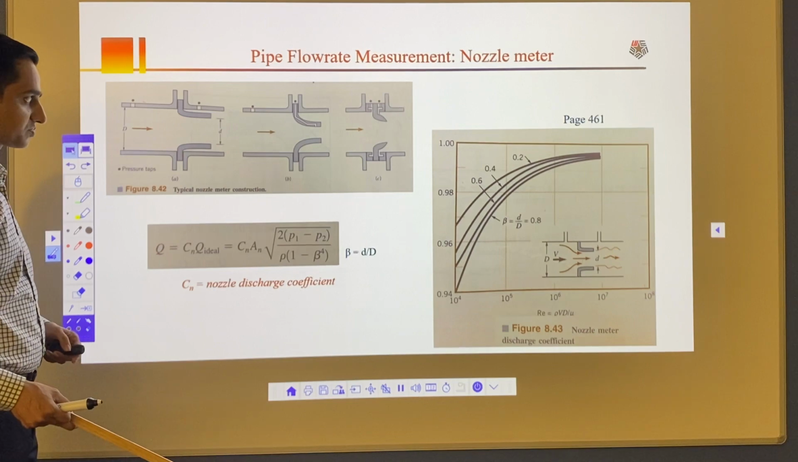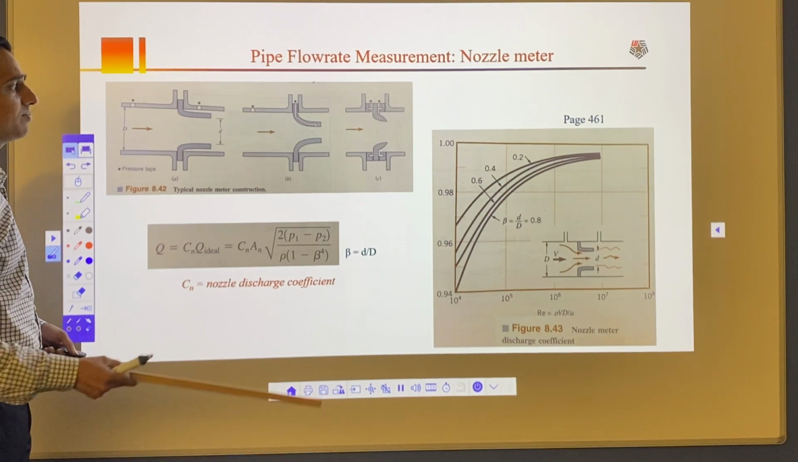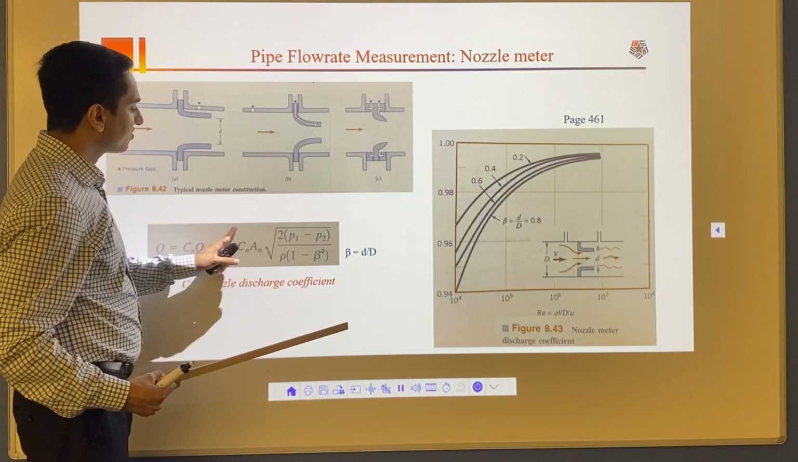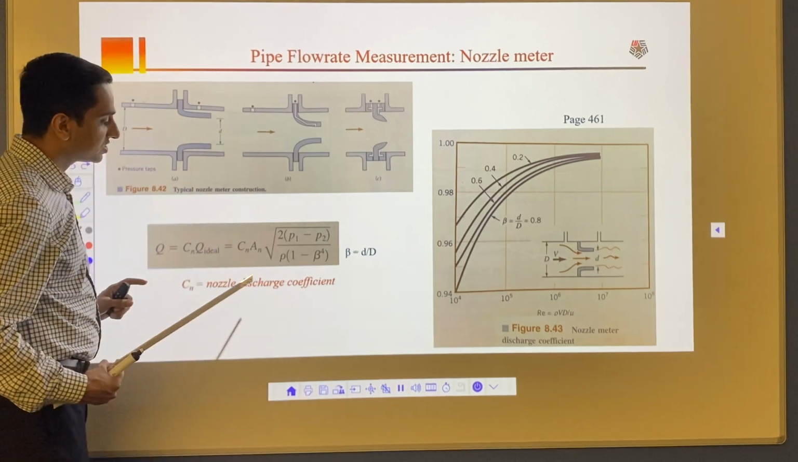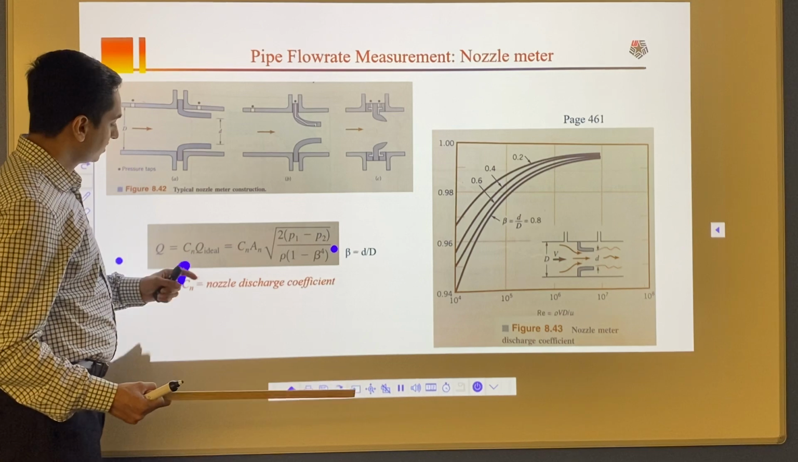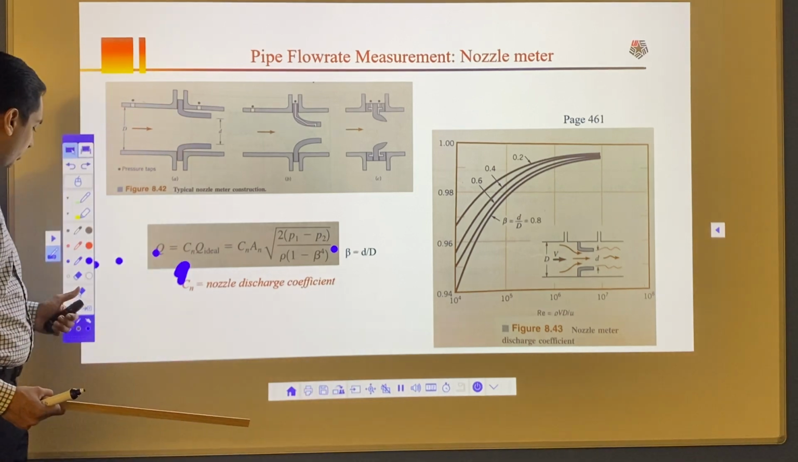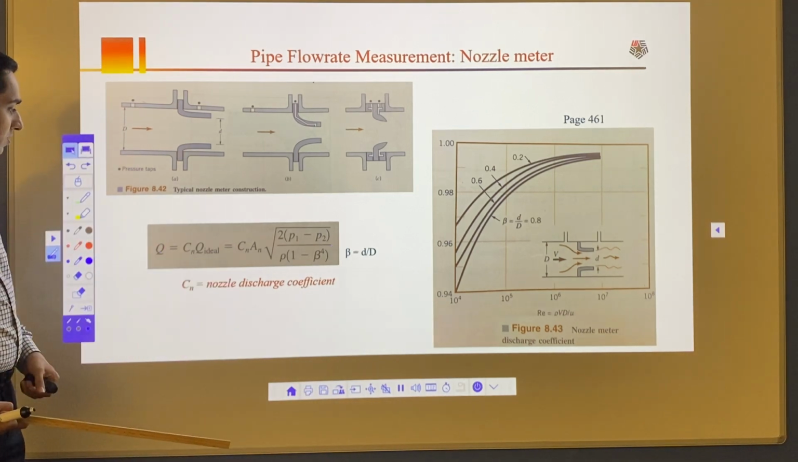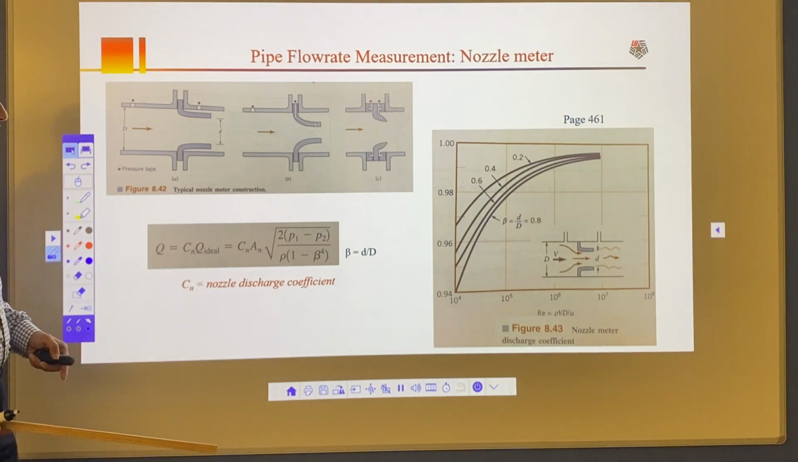The nozzle meter is the same, it's a very accurate device. Instead of CO, we have CN, the nozzle discharge coefficient. You use that, the equation is the same that we used in chapter 3, and then you should be able to calculate Q. So that's how this works.